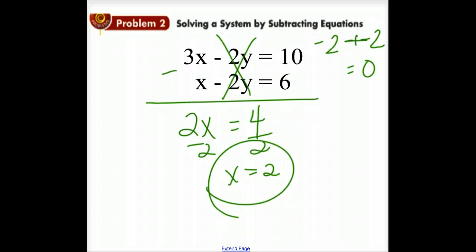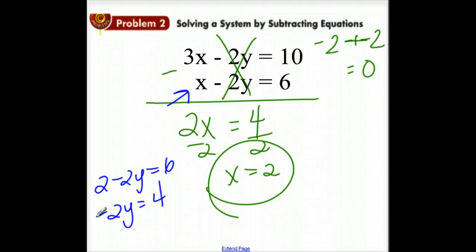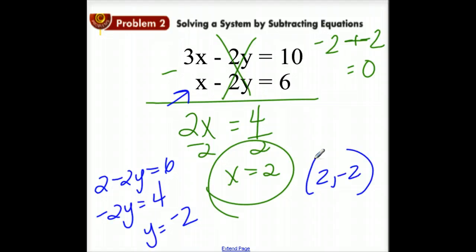Then we plug x back into either equation. I'm going to choose the second one. 2 minus 2y equals 6. Subtract the 2. Divide by negative 2, I get negative 2. My solution is 2, negative 2.